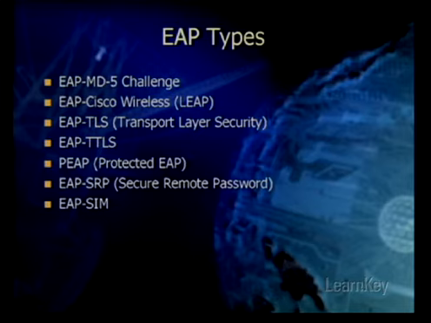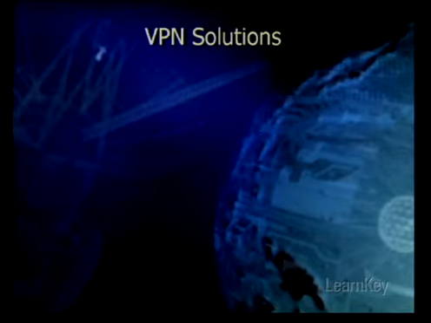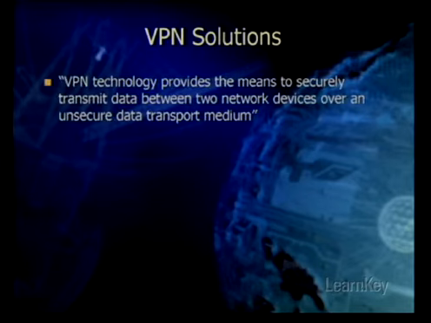The last of our security solutions that we're going to focus on is a VPN solution. Now, with VPN solutions, we're really talking about the ability to securely transmit data between two network devices over an unsecure transport medium. It's commonly used to link remote computers to networks that exist across the internet because the internet is deemed to be so unsecure. However, VPN is an excellent solution for protecting data on a wireless network.